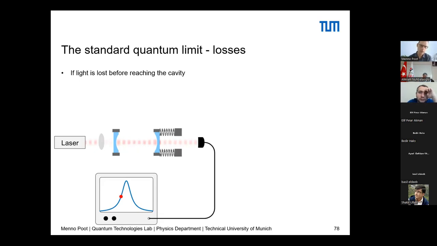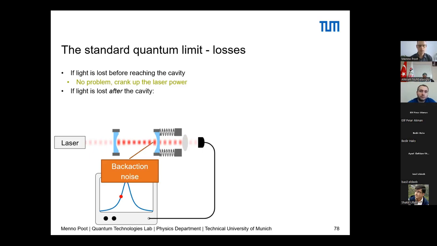But this by itself is not so much a problem because usually we can crank up the laser power and then we get the same situation as before. So in this case, no problem, crank up the laser power. Of course, your laser should be able to do it, but if that is the case, then that is no problem at all. The situation is more severe if the light is lost after the cavity. For example, if there's another lens that is not nicely coated over here, because that means that the mechanical part is still feeling the back action noise of the original one, but the information that is being carried is actually lost. So in this case, we see the back action stays the same, but the information is partially lost.